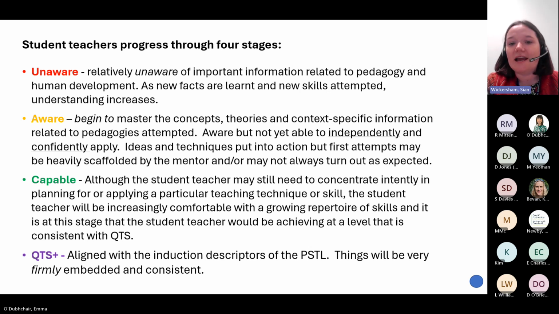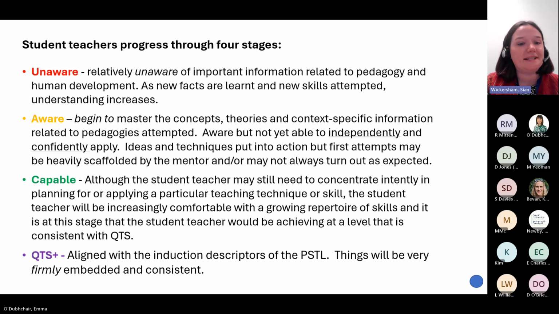And so it's at this stage that the student teacher would be achieving at a level that is consistent with QTS. So when a student teacher is being assessed as capable in all of the standards, that is when we're saying, yes, they are at a level where we're able to award QTS. So when we get to the end of our programme, that's what we are looking for. And then we might have some student teachers that go beyond this idea of capable.